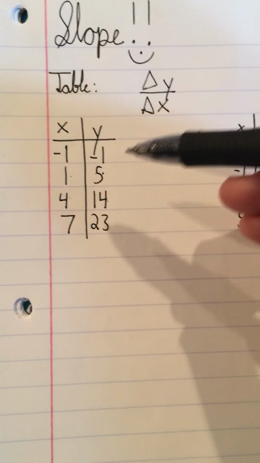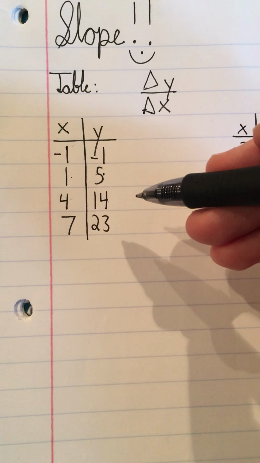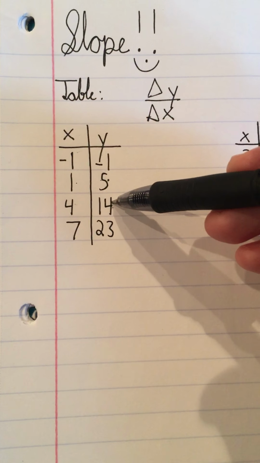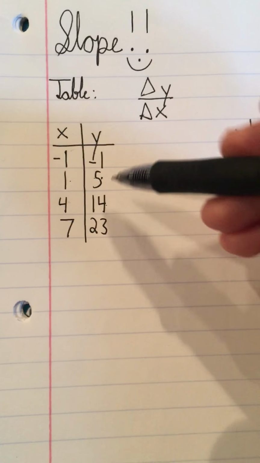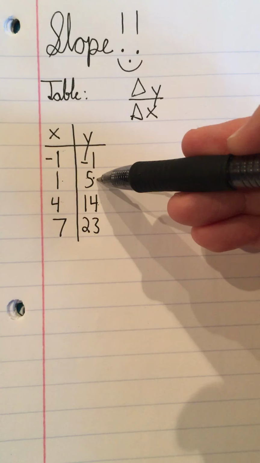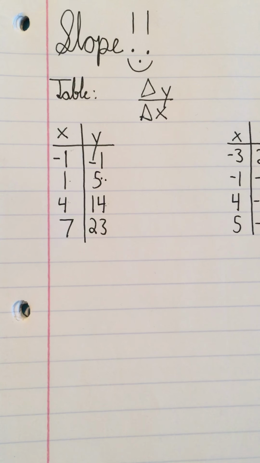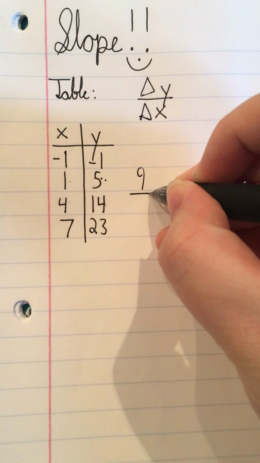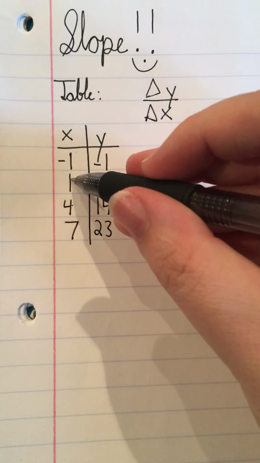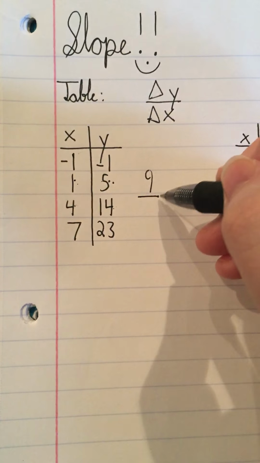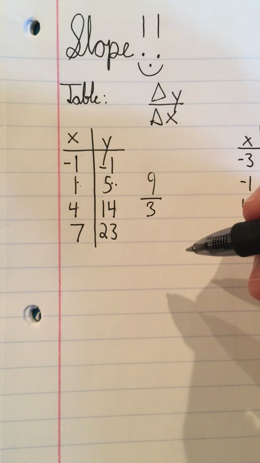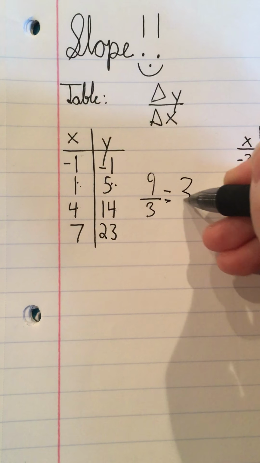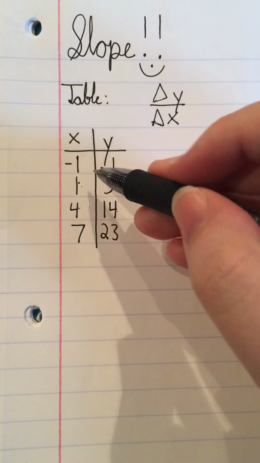So, change in y. Again, I don't like dealing with negatives, so I'm going to pick the bigger number first. So I'm going to do 14 minus 5. So that's going to leave me with 9. And then we have 4 minus 1, which is 3. 9 divided by 3 is 3. So we have a slope of 3 for this one.